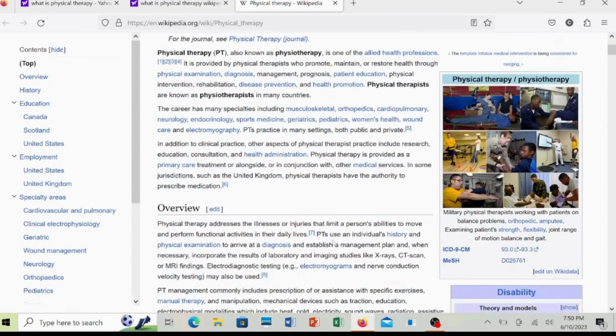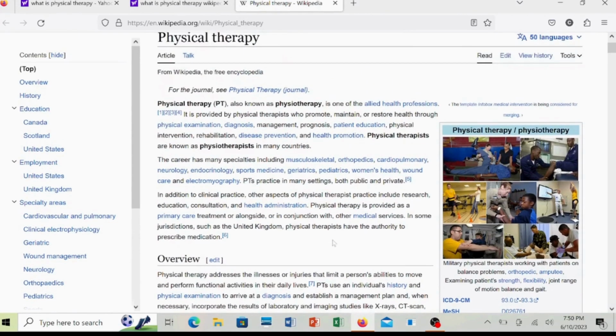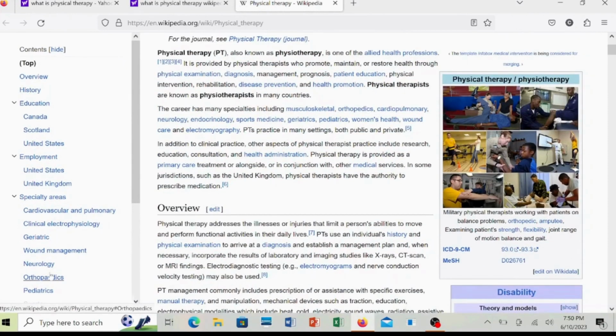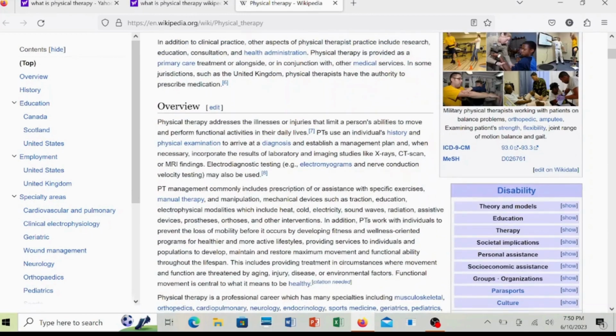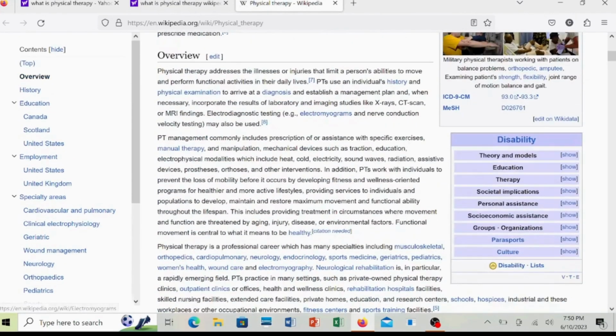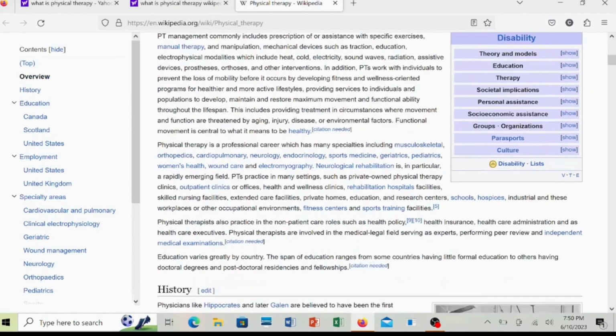So I would go through this if I didn't know anything about physical therapy. And yes, it does get me into some specialty areas, and it does give me an overview here. This says physical therapy addresses the illnesses or injuries that limit a person's abilities to move. All right, now we're moving in a better direction, and perform functional activities in their daily lives. PTs use individuals' history and physical examination to arrive at a diagnosis and establish a management plan. So this is pretty good as they get into the overview, but you have to get down into it, and perhaps someone would, but that is still not my favorite.